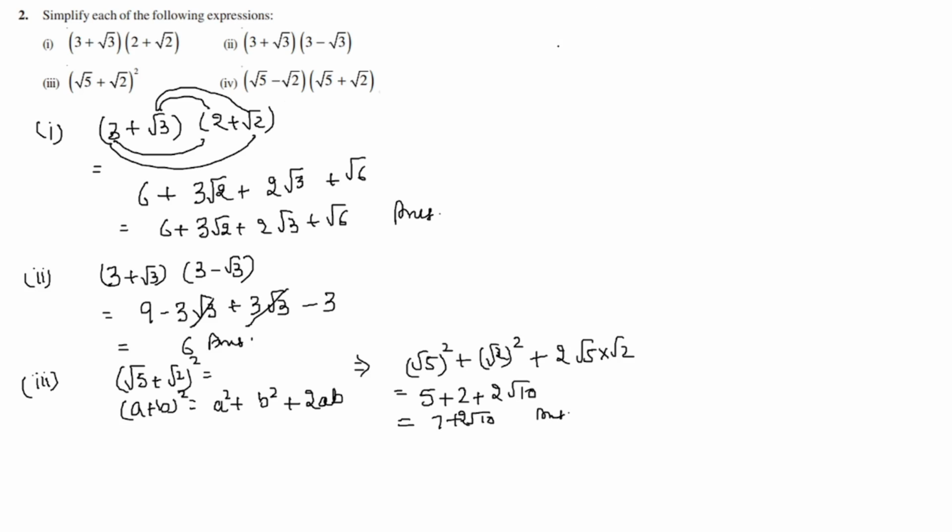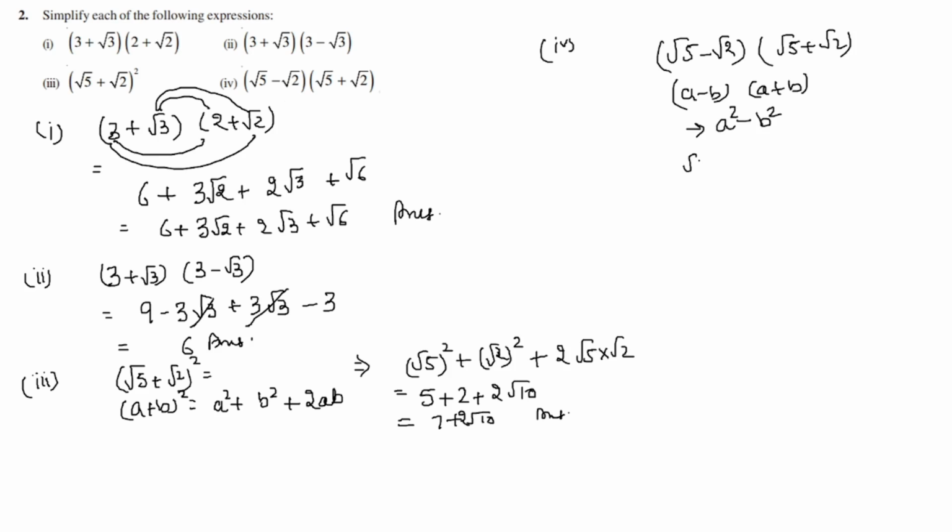The fourth part says (root 5 minus root 2) times (root 5 plus root 2). So this is (a minus b) and (a plus b), which is equal to a square minus b square. So we can write root 5 whole square minus root 2 whole square. Root 5 into root 5 is 5, root 2 into root 2 is 2. So we get 3 as the answer.